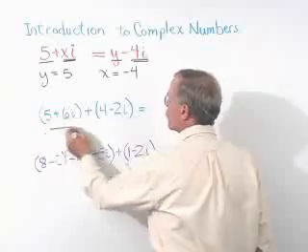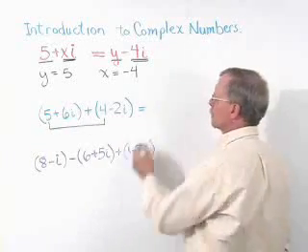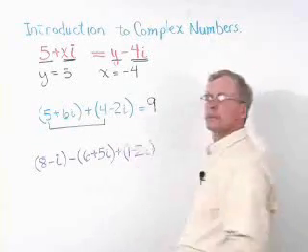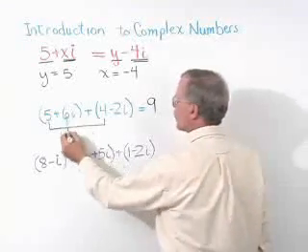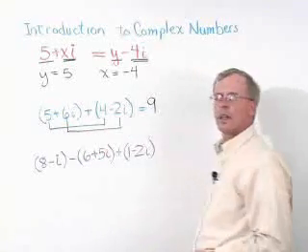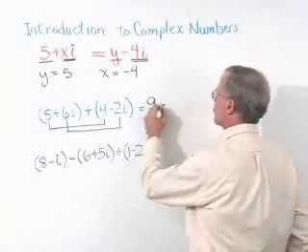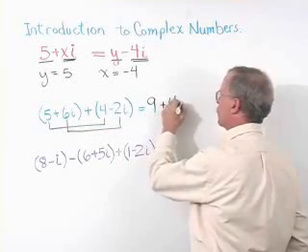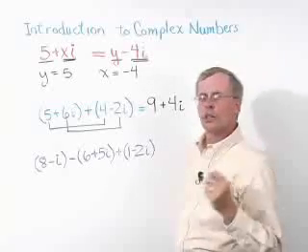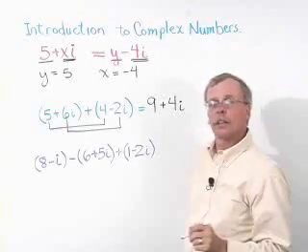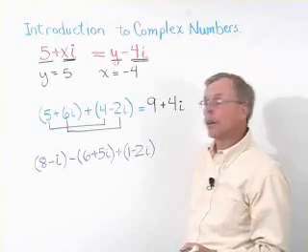We'll add the real parts together. 5 plus 4 is 9. And we'll add the imaginary parts together. 6i minus 2i is 4i. So it couldn't be any better if you had invented it yourself.